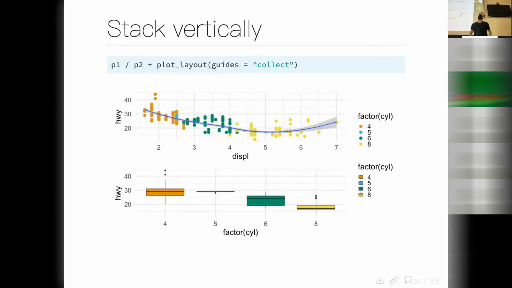The other thing we might want to do is, instead of having them side by side, stack them vertically, okay? In this case, all we have to do is, instead of saying p1 + p2, we would say p1 / p2, right? So you can think of it just like equations, basically. This is going to stack them vertically on top of each other, and then I still have that plot_layout(guides = "collect"). Okay?